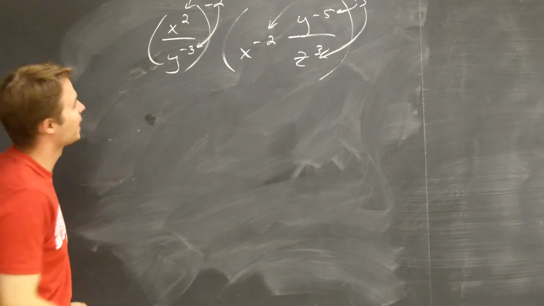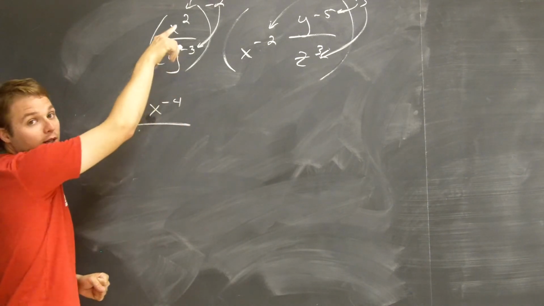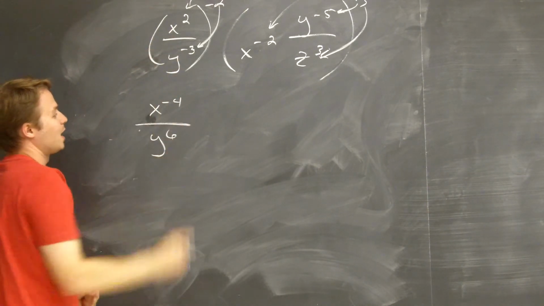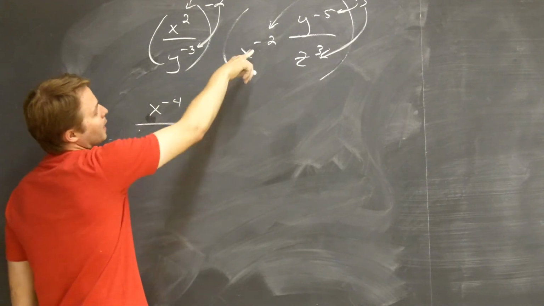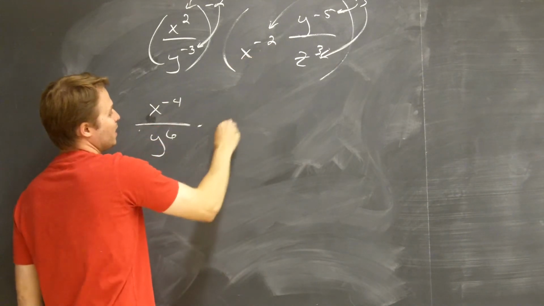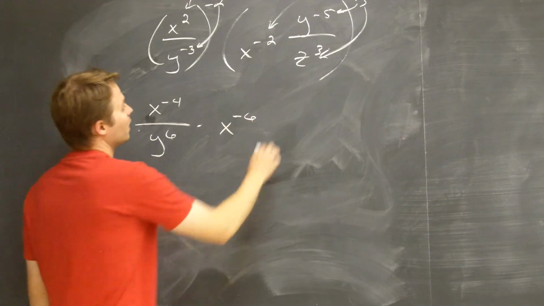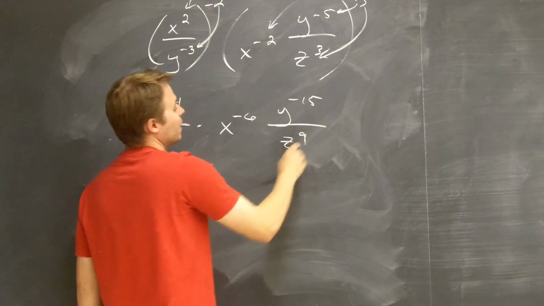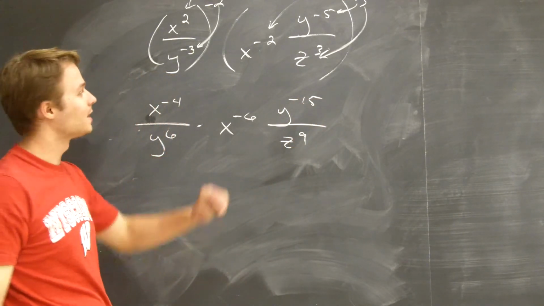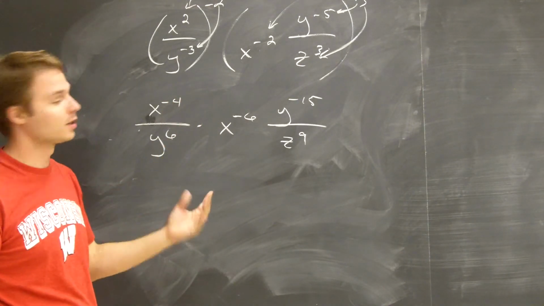So x squared to the negative 2, this becomes x to the negative 4. Y to the negative 3 to the negative 2, this becomes y to the positive 6. All of this times x to the negative 2 to the positive 3. That'll be x to the negative 6, negative 2 times 3. And then y to the negative 15, and then z to the 9. Again, I can do this because everything here is separated by multiplication or division. There's no addition or subtraction in here.